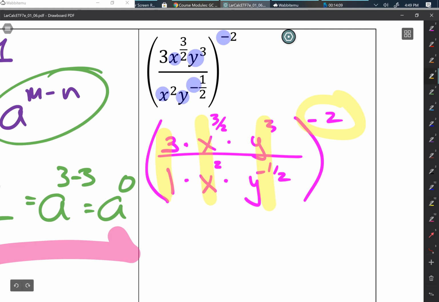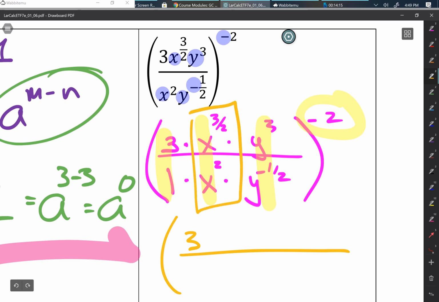Now, luckily for me, there's not much to do with 3 and 1. 3 and 1 is just 3. But what's going to happen here? Well, the rule says to take the numerator exponent and subtract from that the denominator exponent. So what is 3 halves minus 2? Well, 3 halves minus 2 is negative 1/2. Negative 1/2 means it ends up downstairs as a positive 1/2, right? Okay. Now what's going to happen here?